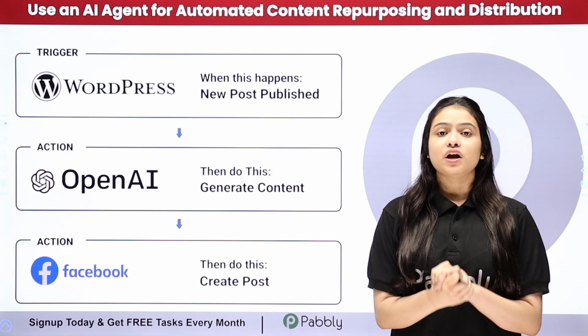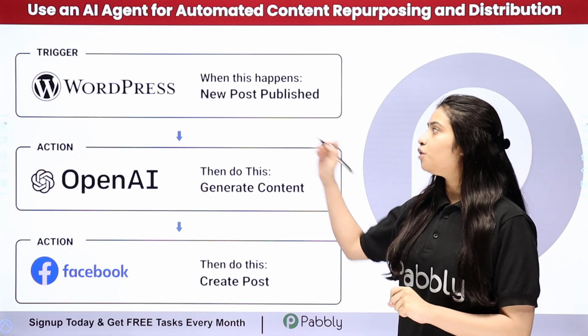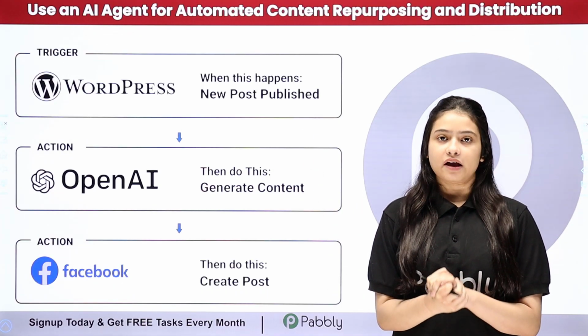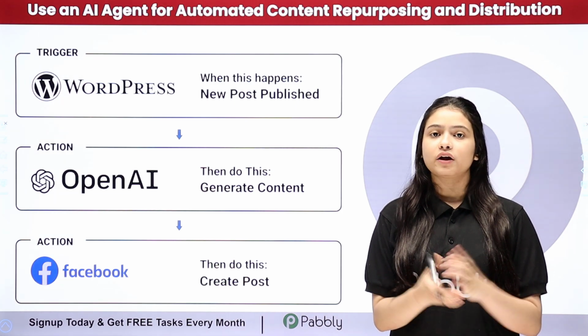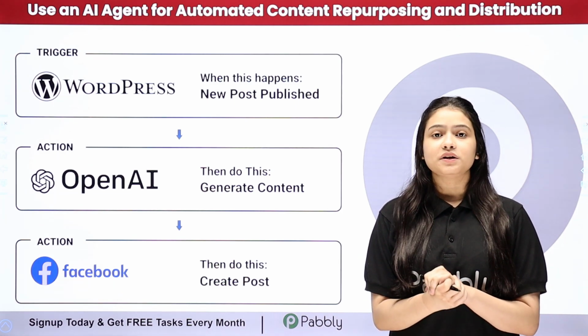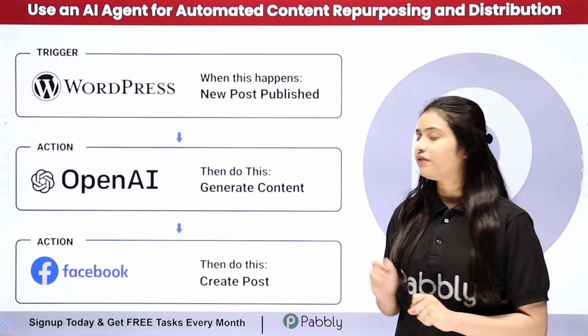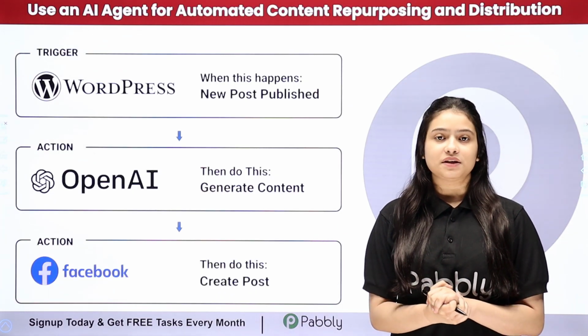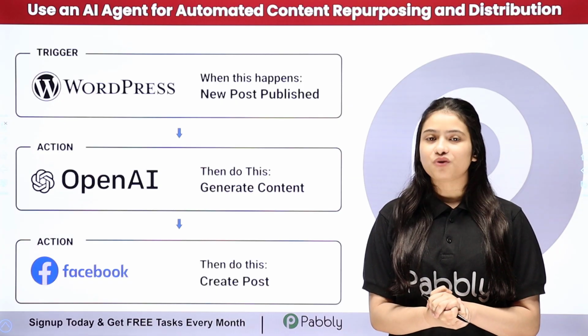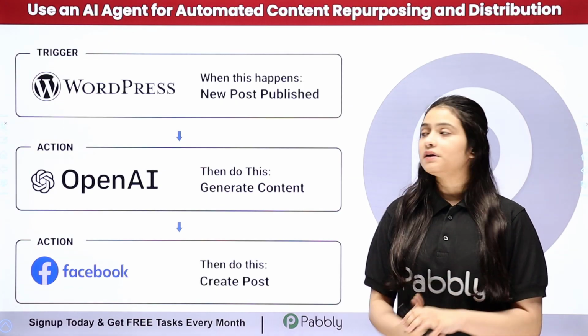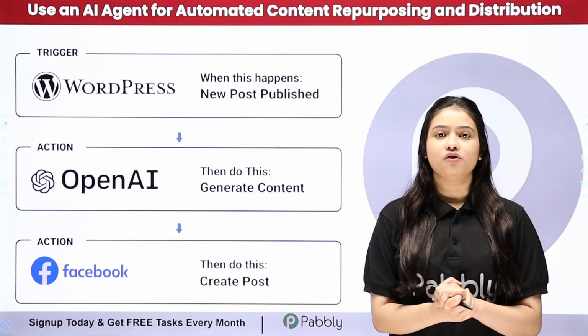is OpenAI. So every time I publish a new blog on my WordPress site, automatically my AI agent is going to convert that long blog into a Facebook page post, and automatically the post is going to be created on my Facebook page. And to create this amazing automation, I'm not going to use any kind of coding and programming skills. I'm going to simply integrate all these applications with the help of Pabbly Connect.